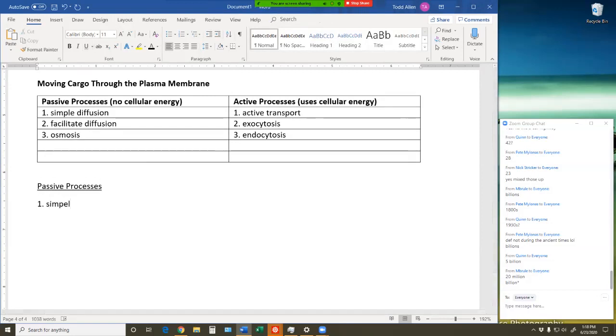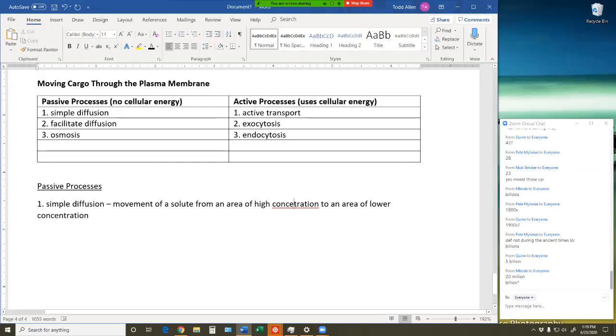All right, simple diffusion. Okay, let me give you the big flowery language definitions of these things, and then we can talk about them. Simple diffusion is the movement of a solute from an area of high concentration to an area of lower concentration. Movement of a solute from an area of high concentration to an area of lower concentration.